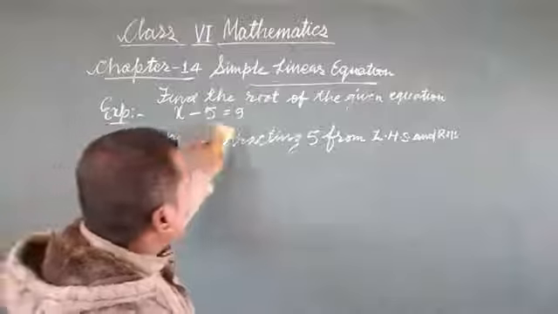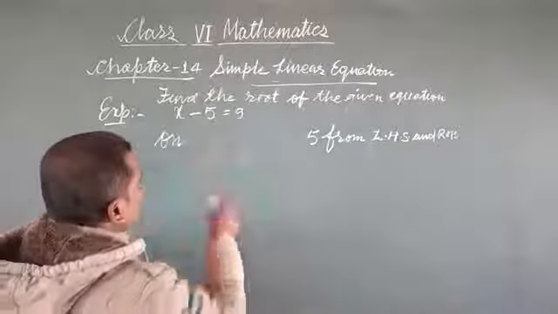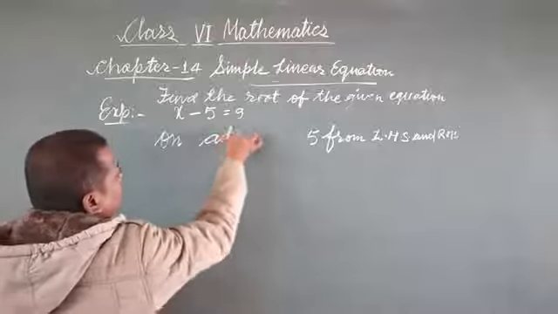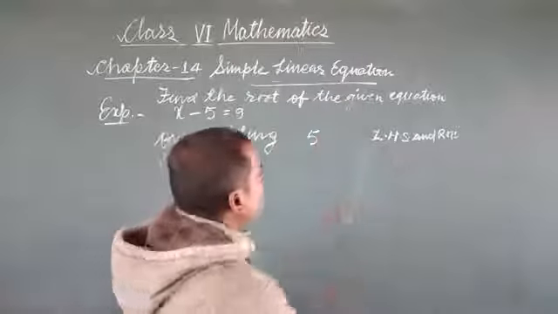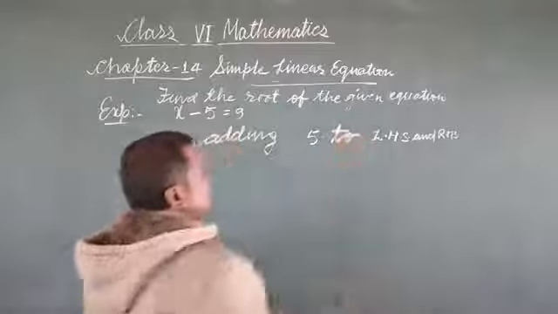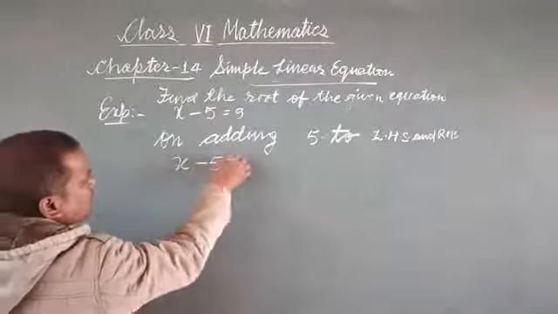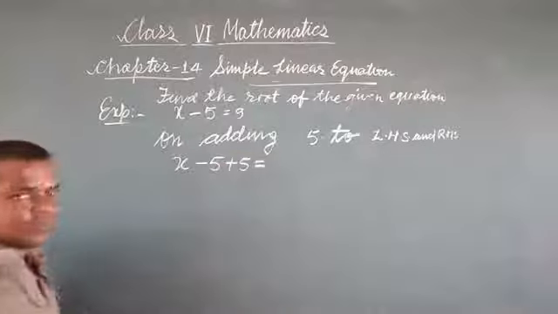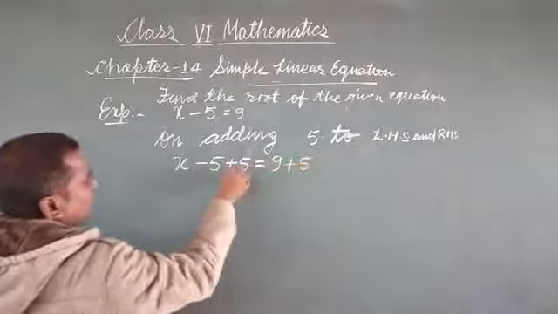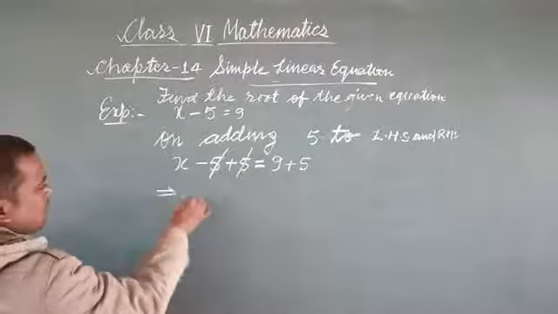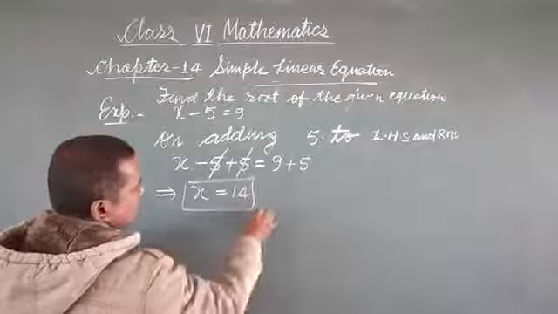So we write on adding 5 to LHS and RHS. So in this case we write x minus 5 plus 5 is equal to 9 plus 5. Now plus 5 minus 5 cancels. So in the next step we write x is equal to 14. So this is the required solution.